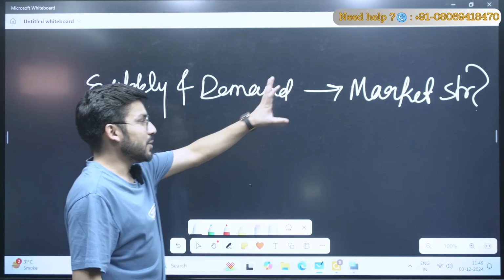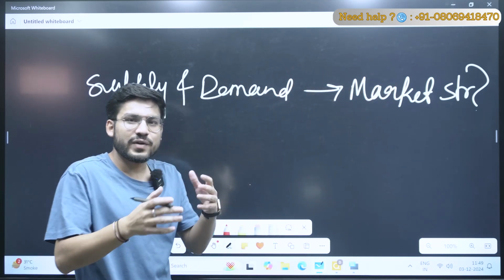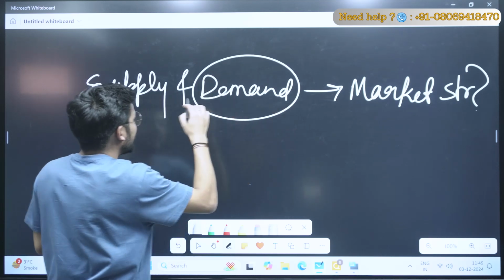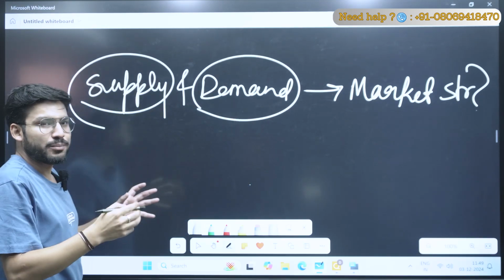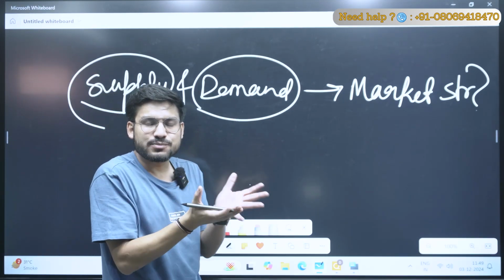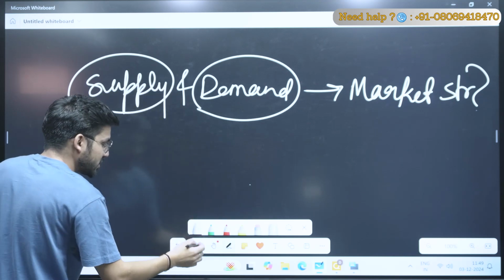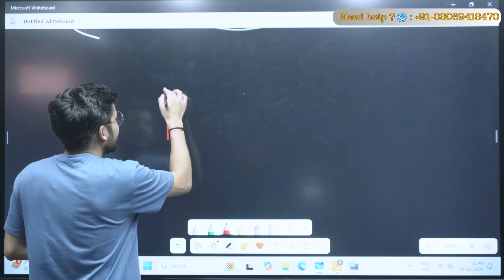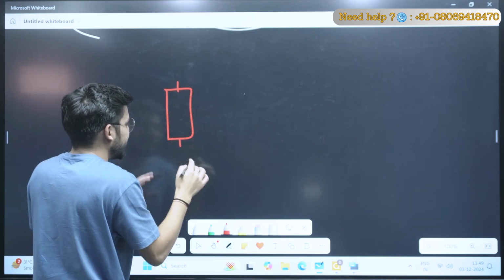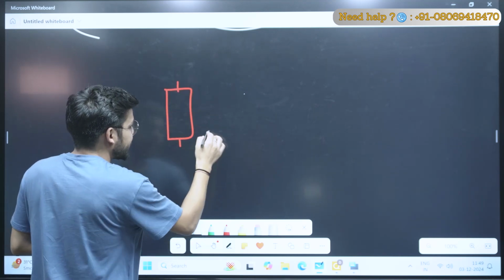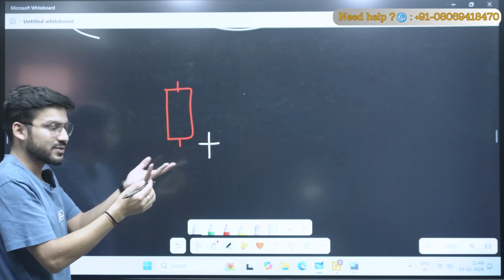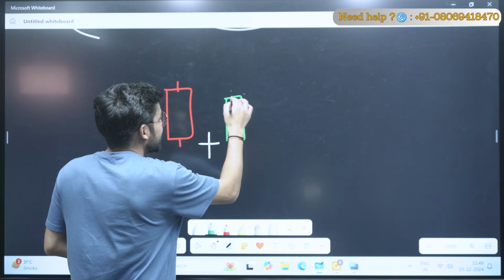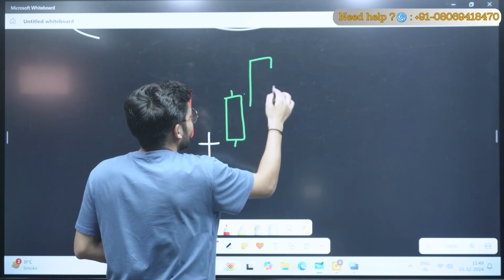Now the market structure, I'll give you a very basic definition. Whenever we are going to find out which are the supply zones and which are the demand zones, you can draw them in a bigger time frame as well or in a small time frame. Suppose there was a red candle, something like this. It was a good decent candle. After that we noticed there was a candle something like this, it can be a doji candle as well. After that we saw there was a green candle, and then the market started moving upward.